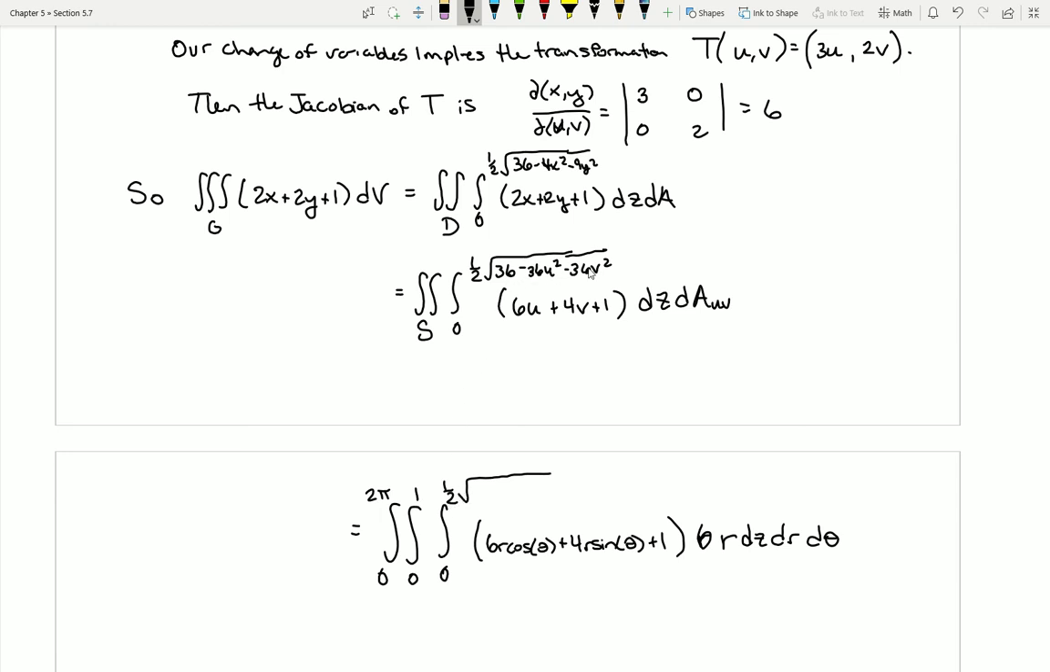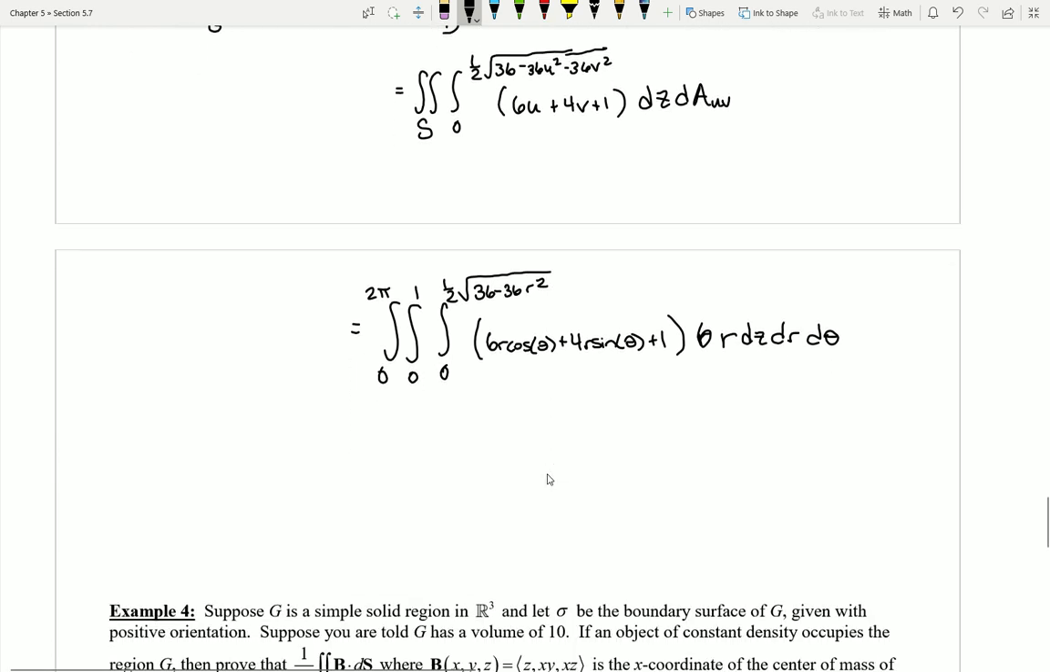Up here I can do something a little bit easier, because I notice that if I factor out this negative 36, I'm going to get u squared plus v squared, and I can simply replace that with an r squared. So this would be the full transformation. And now I have an integral that's actually ready to tackle.